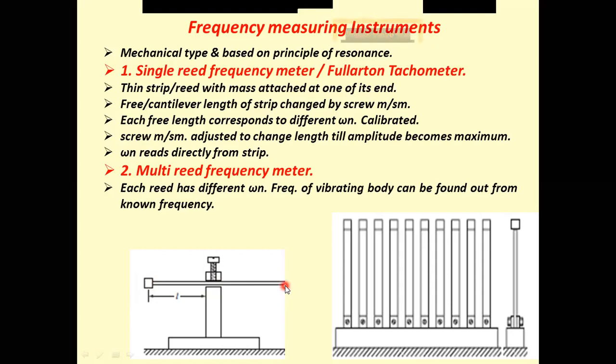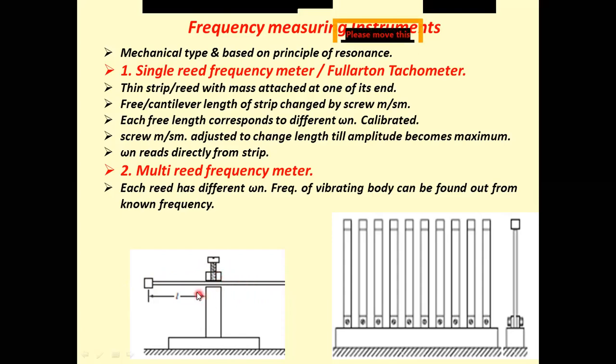The free length of the cantilever of the strip or reed, L, can be changed by means of a screw mechanism. L is the cantilever length of the strip or reed, and it can be changed by this screw mechanism. By tightening or loosening the screw, we can change this cantilever length.